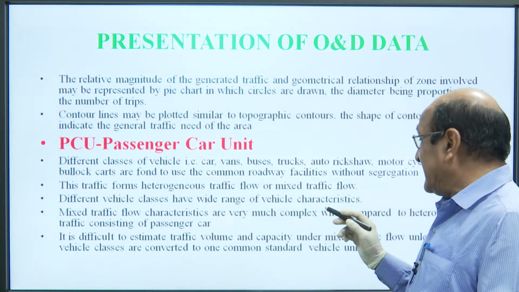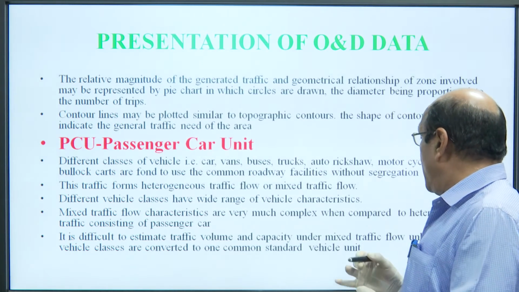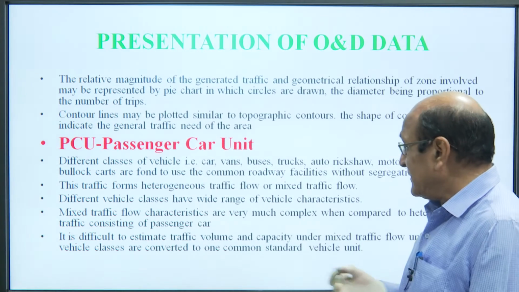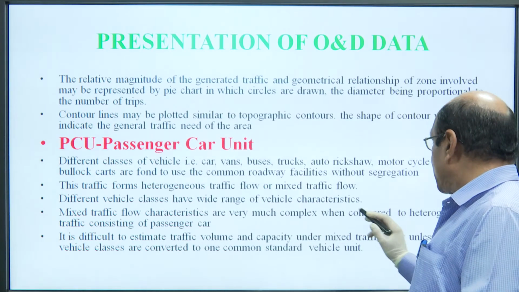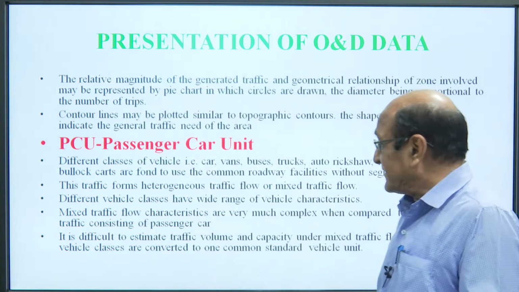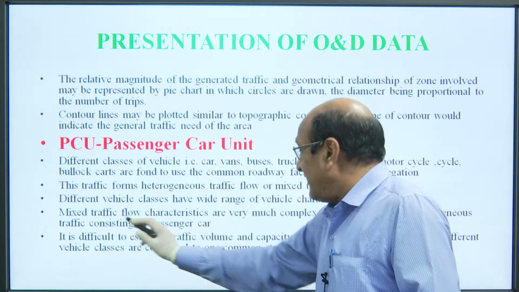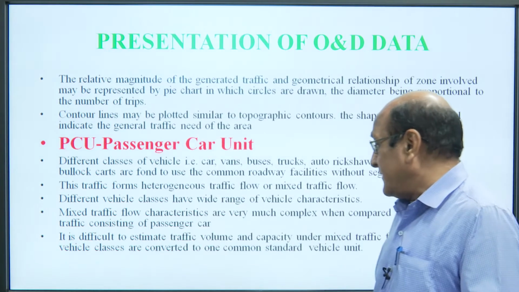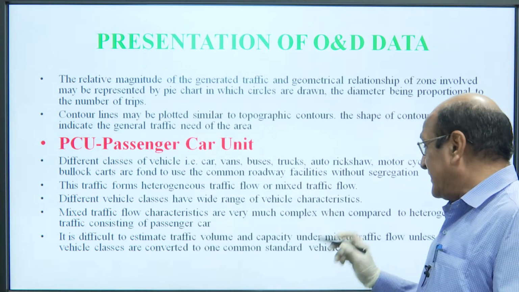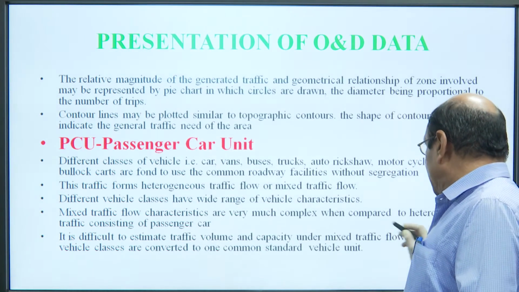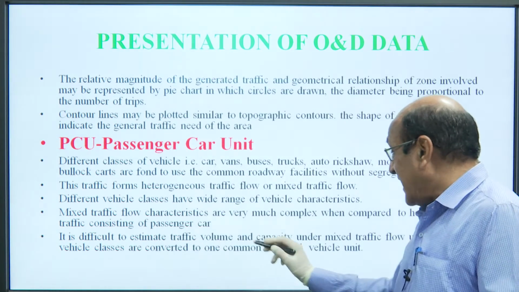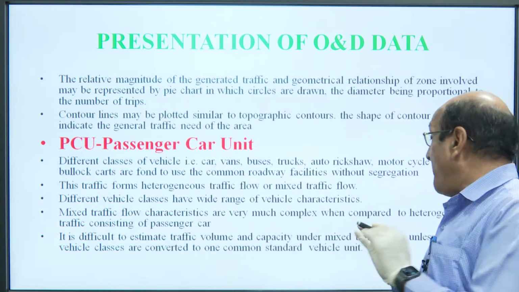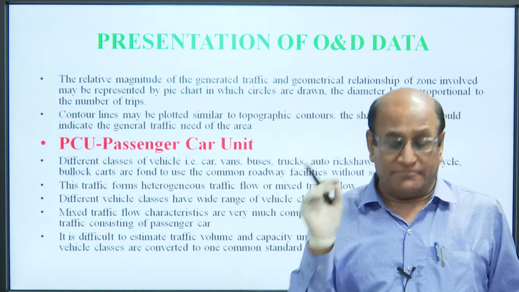Different vehicle classes have a wide range of vehicle characteristics. Mixed traffic flow characteristics are very complex when compared to homogeneous traffic consisting of passenger cars. It is difficult to estimate the traffic volume capacity under mixed traffic flow unless the different vehicle classes are converted into one common standard unit.